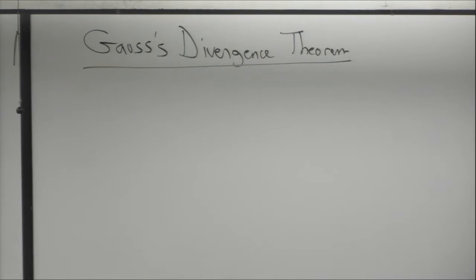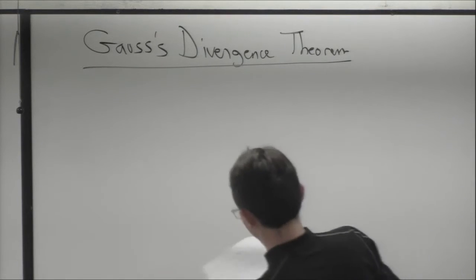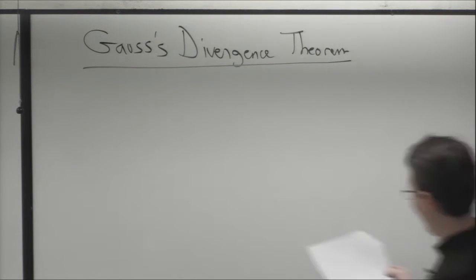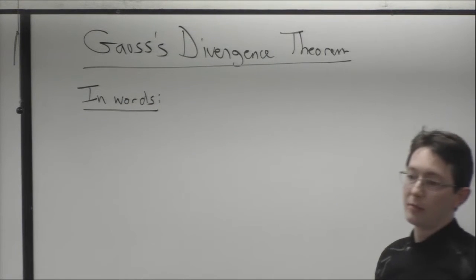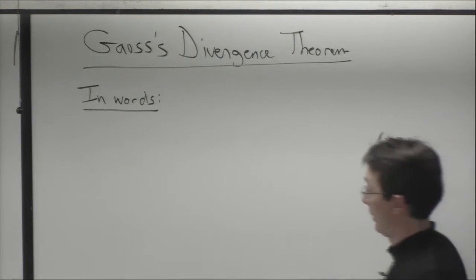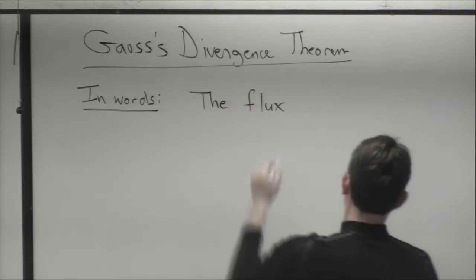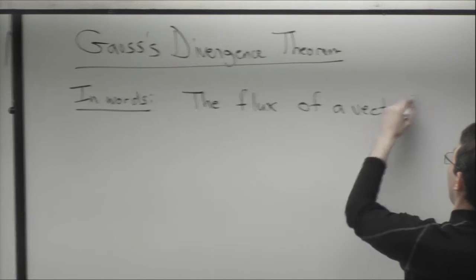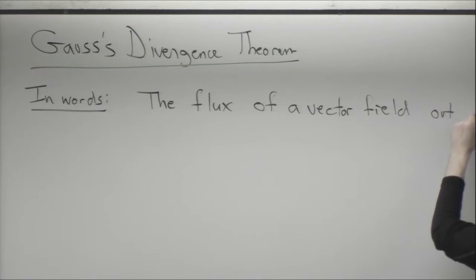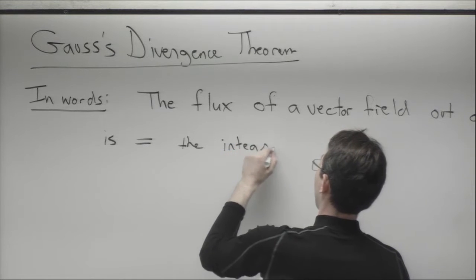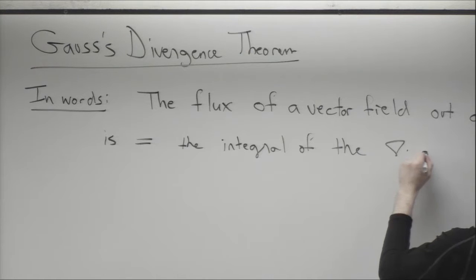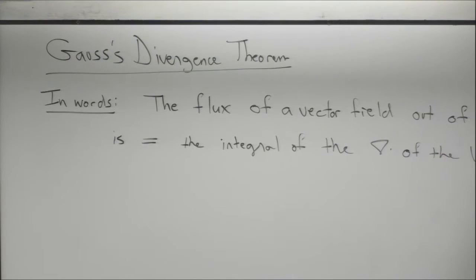Okay, so Gauss's divergence theorem is probably my favorite theorem in vector calculus. It's not everyone's favorite theorem. I know some people are partial to Stokes' theorem, but I think this is a really, really good one. So I'm going to say it in words first, and then I'm going to say it in math, and then in picture. In words, Gauss's divergence theorem has to do with the flux of quantities through a volume, or through a surface. So the flux of a vector field out of a closed surface is equal to the integral of the divergence of the vector field over the whole volume.